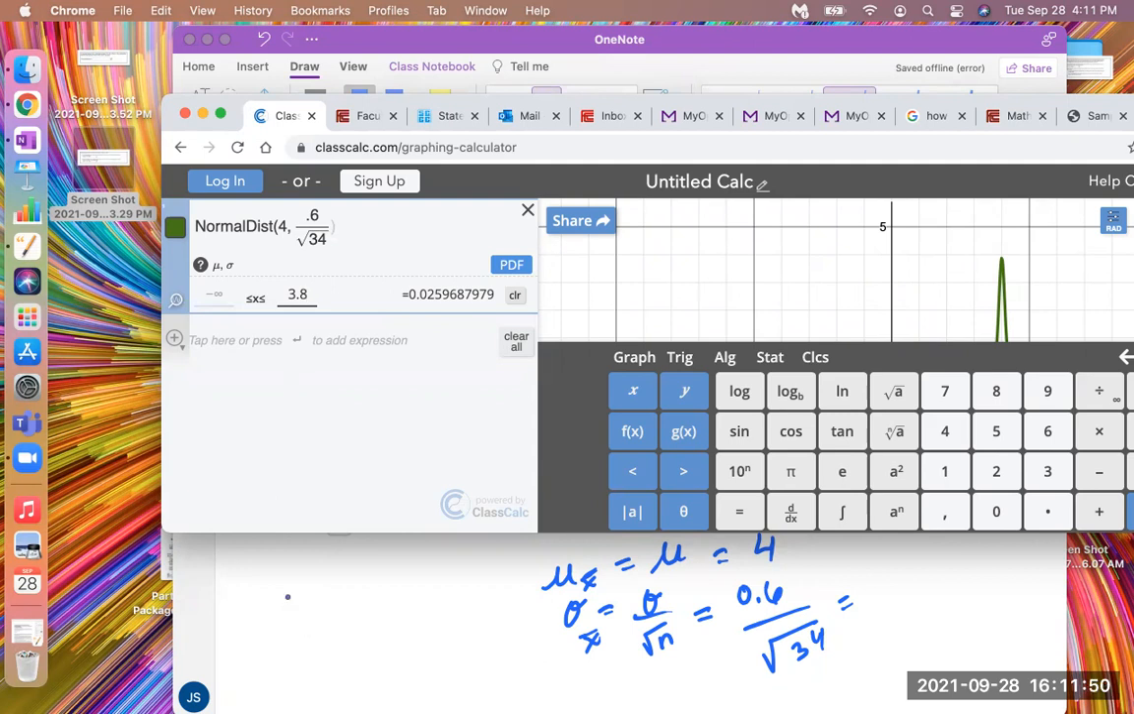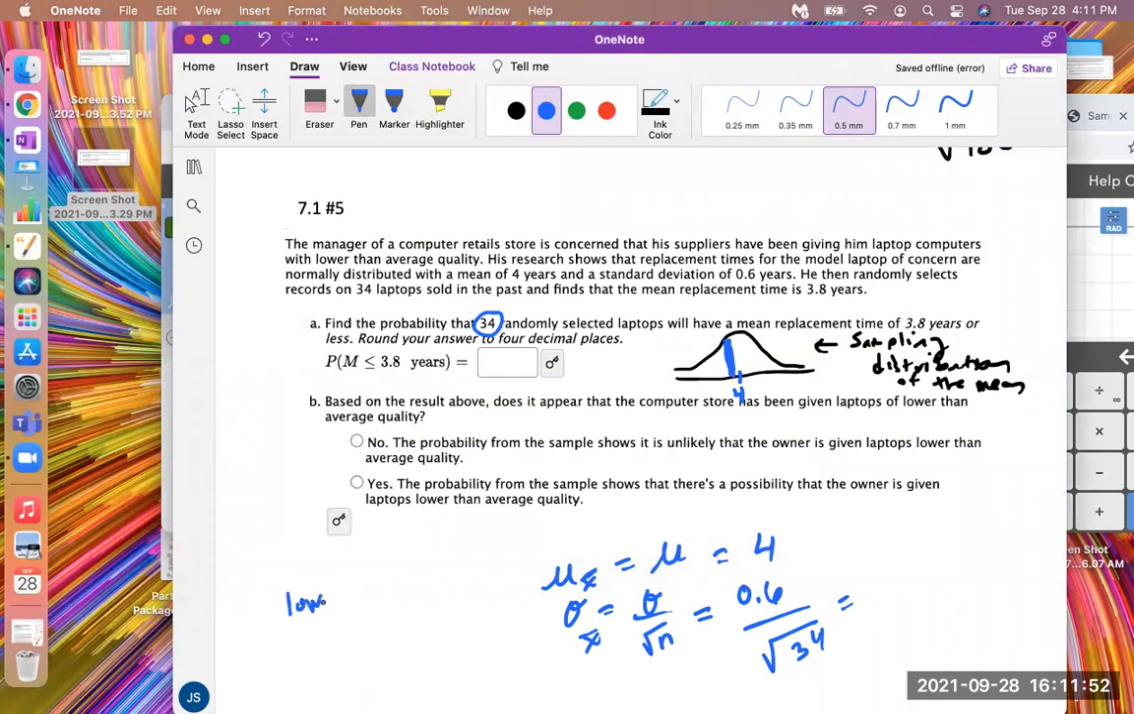If I were to use a TI-84, I would put the lower bound as negative 1, because it's negative infinity. You really need a lower bound of negative infinity, but the upper bound, because you want everything smaller than 3.8, your highest level is 3.8, and then the lower bound, you're just trying to say everything less than 3.8.